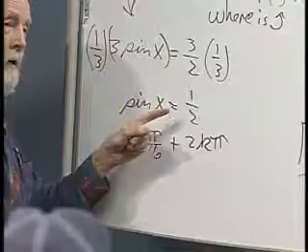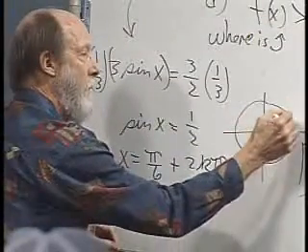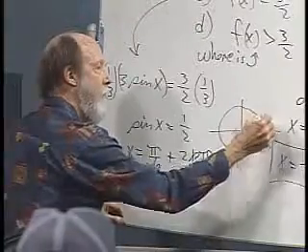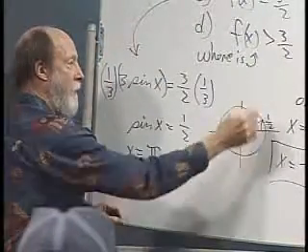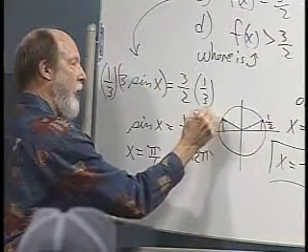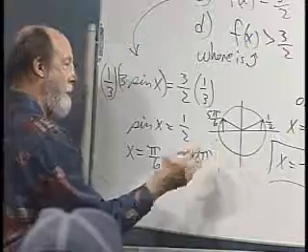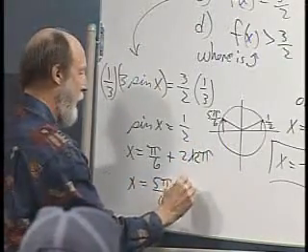There's another pair. Here's your unit circle. Right here is where your 1/2 is. There's your pi over 6 right there, and then every 2 pi. And then, as I heard somebody say, there's also this 5 pi over 6 over here, plus 2k pi.